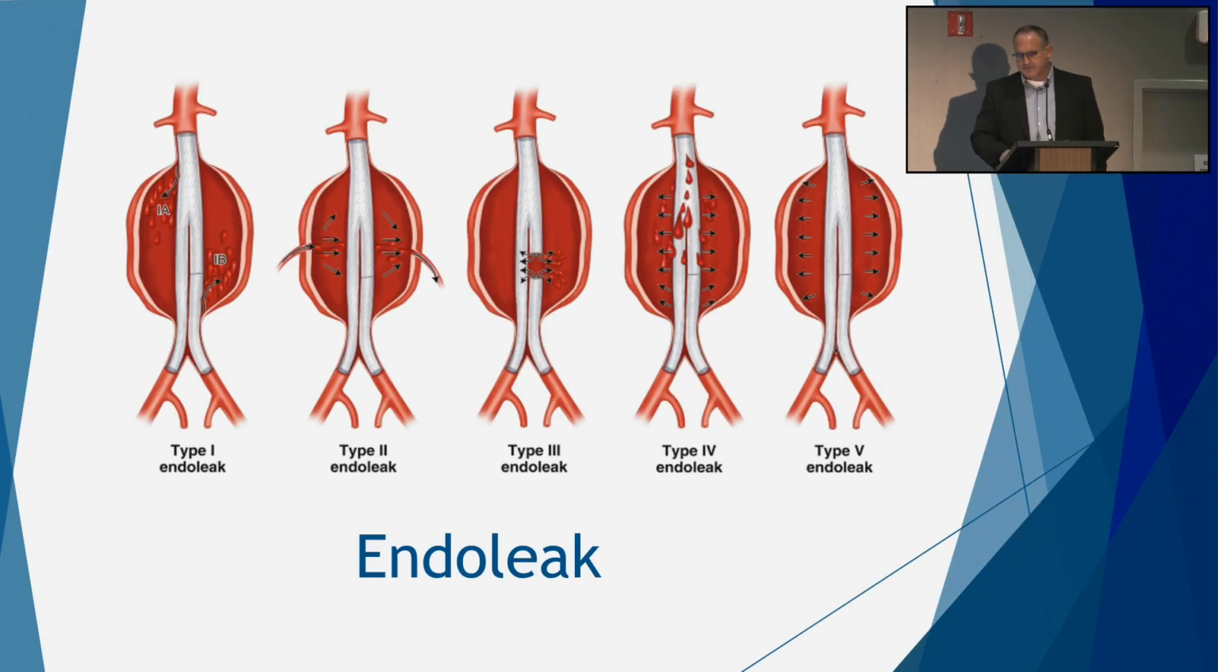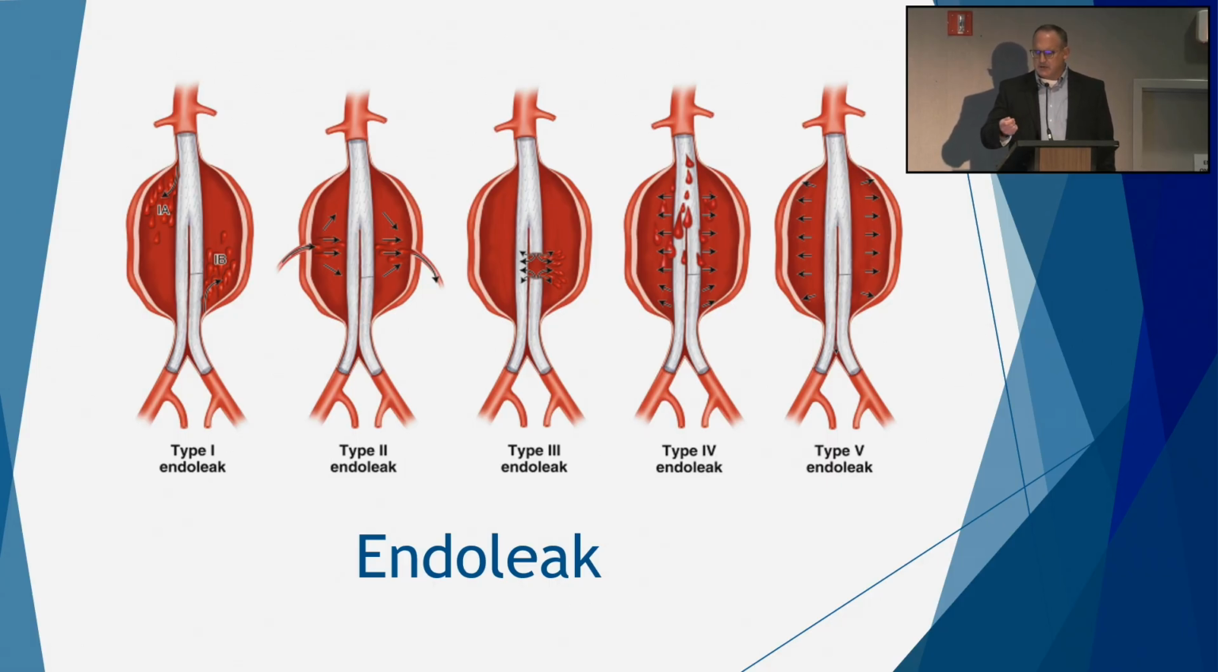There are 5 different types of endoleak that can happen. These are complications after the endograft is placed. The first type is a pretty bad type. It's a leak from the top or the bottom, so not a proper seal in the seal zones. Type 2 is you actually can get back bleeding from lumbar vessels going into the sac and causing enlargement. Type 3, we don't see very often.